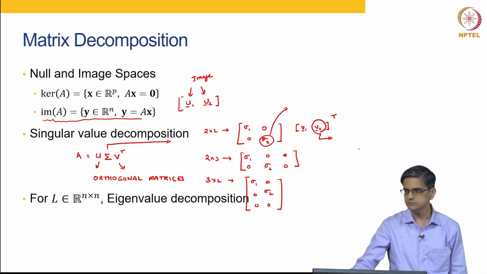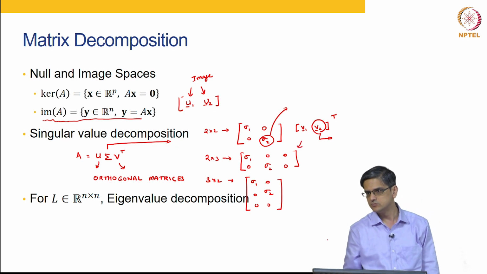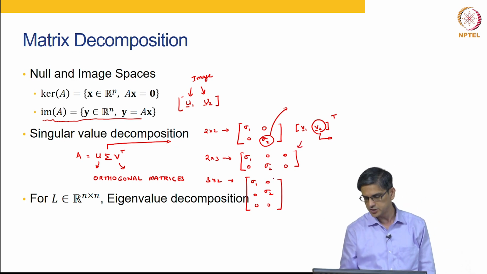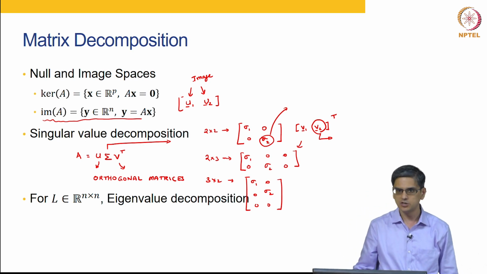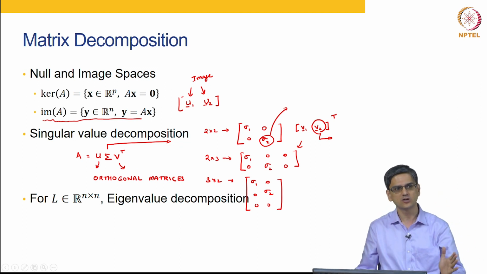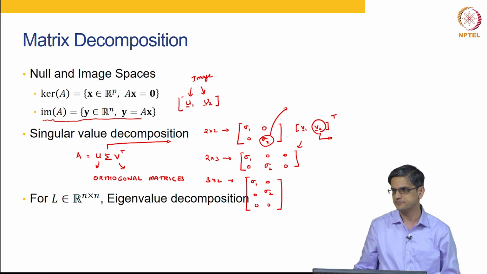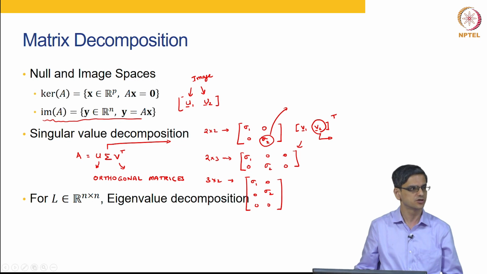If you look at this particular case, irrespective of whether sigma 1 and sigma 2 are 0 or non-zero, U3 bar will definitely be one of the basis vectors of the null space. It's a 3-dimensional space, at least one dimension is going to be null space. If sigma 2 is 0, then your null space is 2-dimensional.